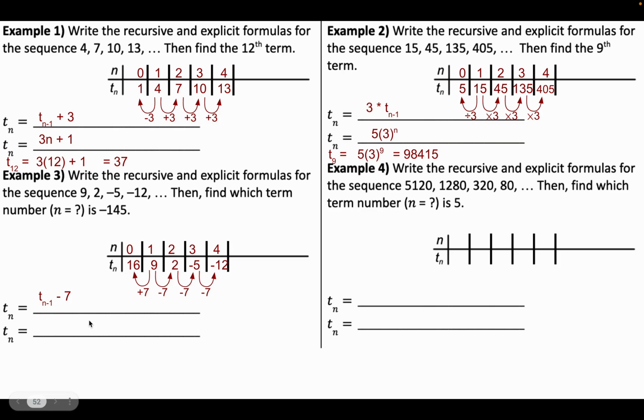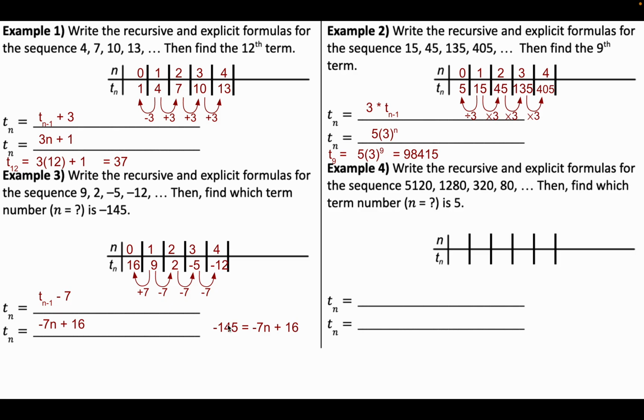So our formula is going to be negative 7 times n. So negative 7 is our pattern of change, and then plus 16, because that's our 0 term. And now we're going to use that to figure out which term is going to equal negative 145. So now instead of plugging our number in for n, we're going to plug it in for t to the n. And so we'll say negative 145 equals negative 7n plus 16.